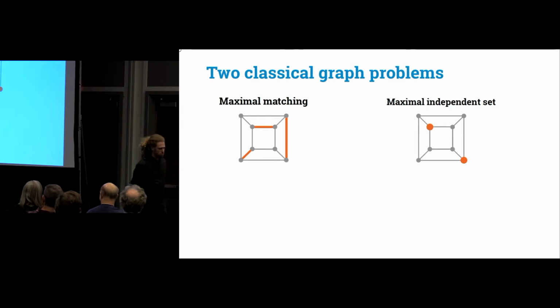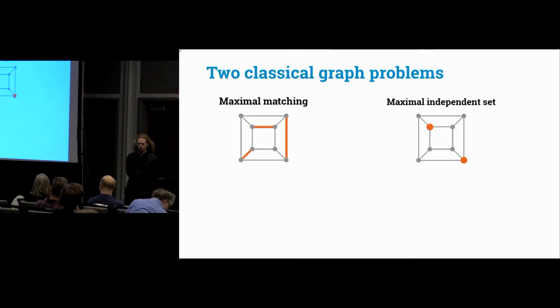So maximal matching is just the task of finding a subset of the edges such that no two of these edges are adjacent, and the chosen set is inclusion maximal. So we cannot add any further edge to the set without violating the non-adjacency property. And maximal independent set is basically the same problem, just we are looking at vertices, or as we say in the distributed setting, nodes instead of edges.